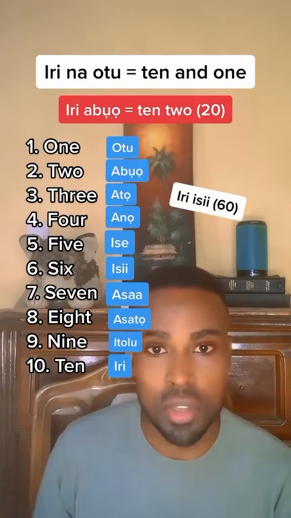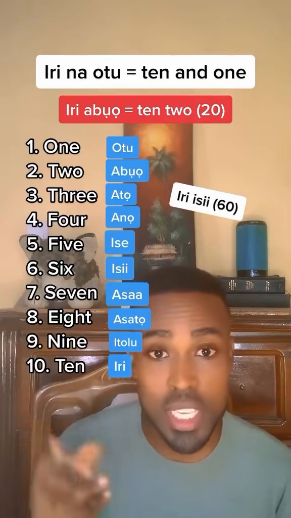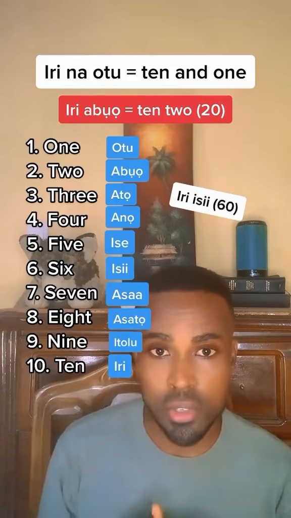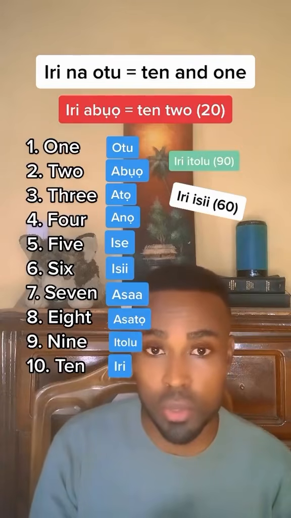Iri is 10. So how do you say 90? 9 is what? Itolu. And 10 is iri. So 10, 9, iri itolu.